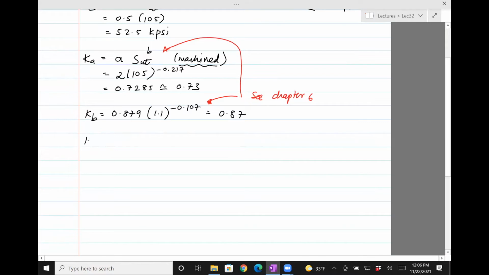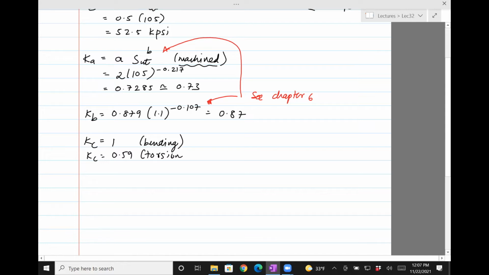Okay, so that's Kb. Now Kc, that's kind of the interesting one because there's a Kc given for bending, axial stresses, and torsion. If you look at the formula, Kc is 1 for bending. But if you see this particular problem, it's subject to two loads. There's a bending load, and then there is a torsional load. So it's 0.59.